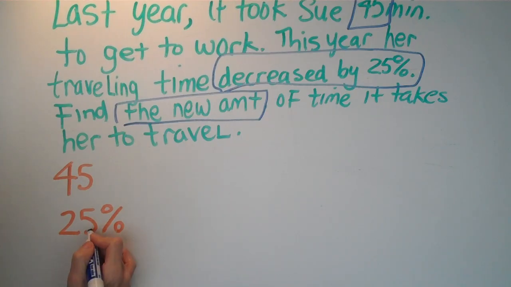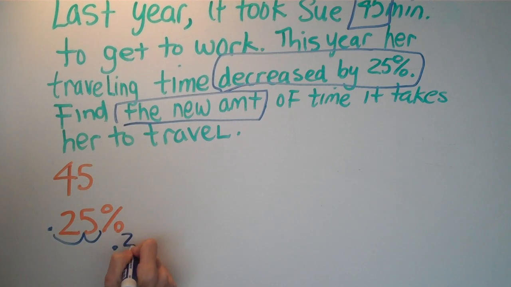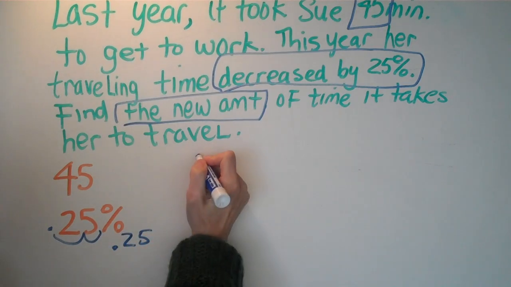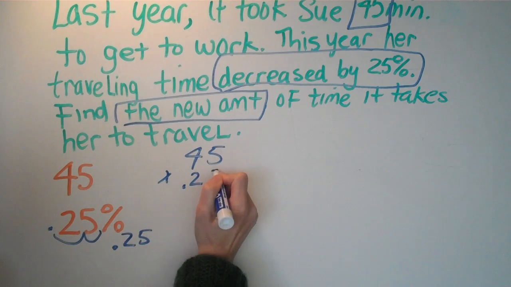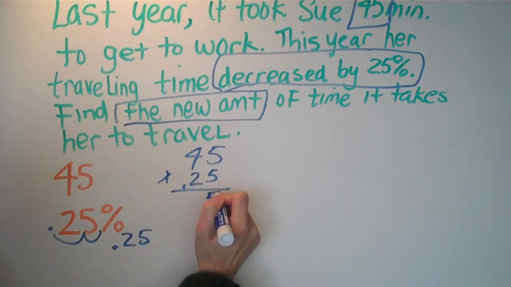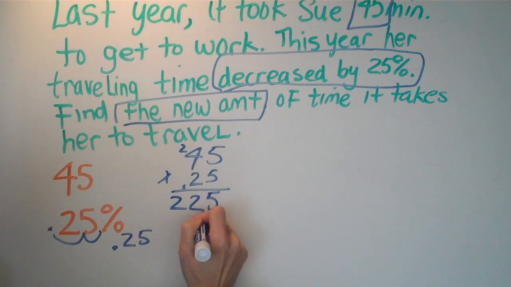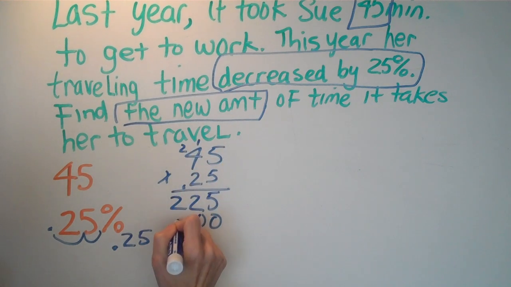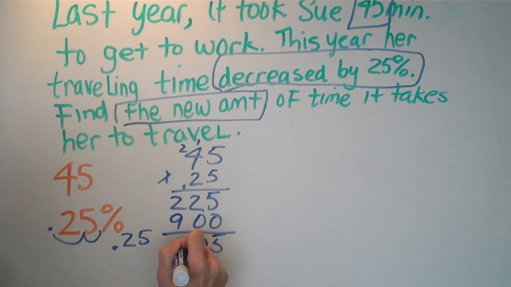So we're going to change the percent to a decimal. This becomes 0.25. And we're going to take 45 and multiply it by 0.25. 5 times 2 is 10, carry the 1. 4 times 5 is 20, 21, 22. Put a 0, that's a 10, carry the 1. That's a 9, 5 times 2, 11. So 11.25 with the decimal there.